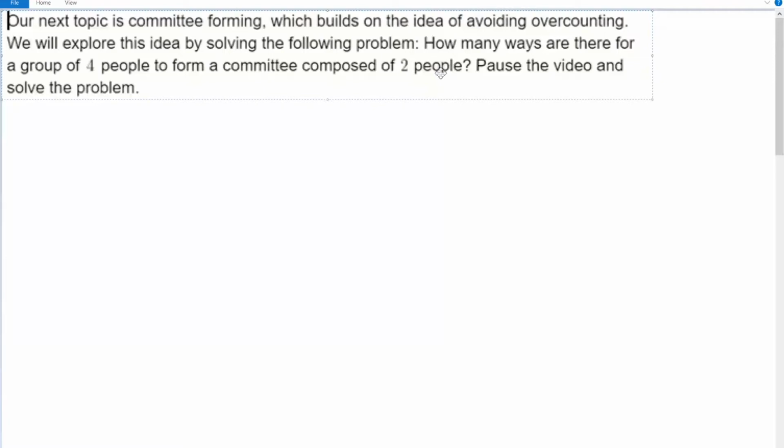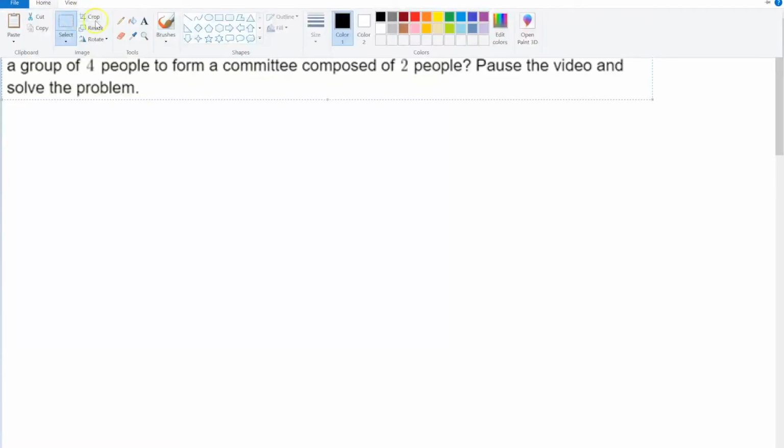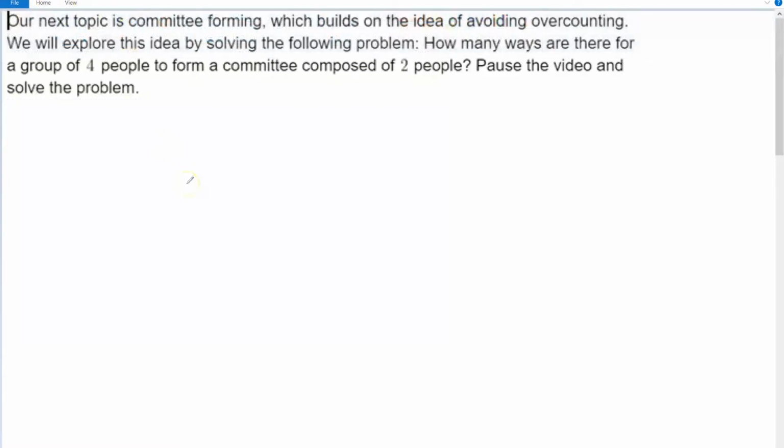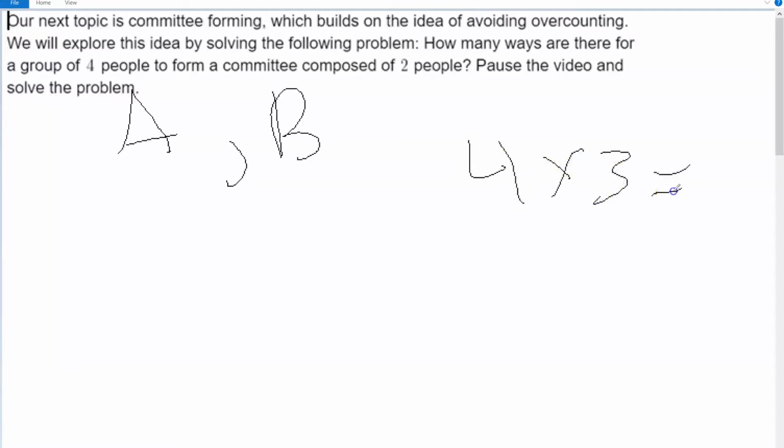Pause the video and solve the problem. We begin by noticing that both positions of the committee are indistinct. This means that if the chosen committee members are A and B, then AB is not distinct from BA. From the challenge problem from last week we reviewed, we find that there's 4 times 3, or 12, total ways to form the committee if the 2 positions are indistinct.